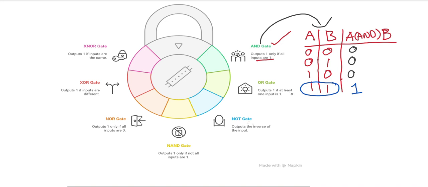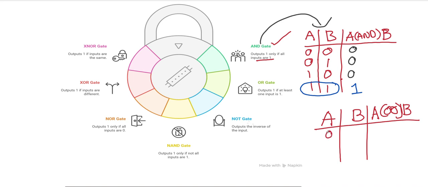outputs 1 if at least one input is 1. That means either input A or input B should have at least one true value. Then only the output will be true. That means A, B, A or B. Again, inputs will be 0 0, 0 1, 1 0, 1 1.